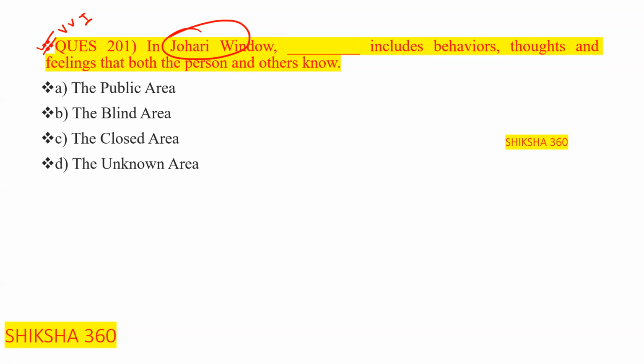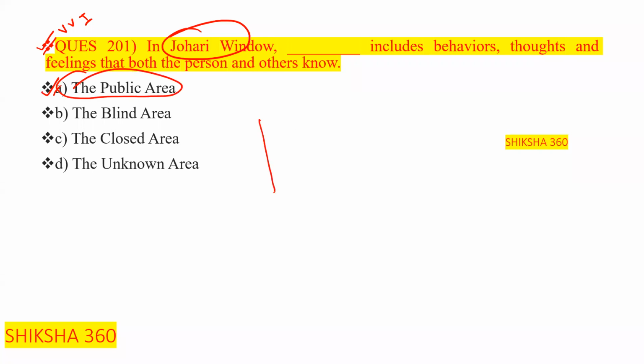others know. That is, in simple language, known to both of them. The options are public area, blind area, closed area, unknown area. So what is the answer? That which is known to both is the public area.